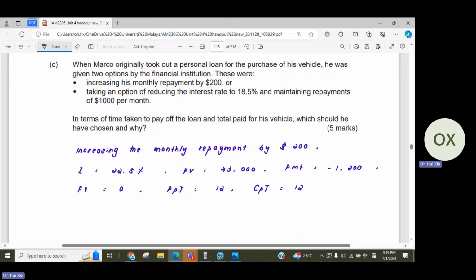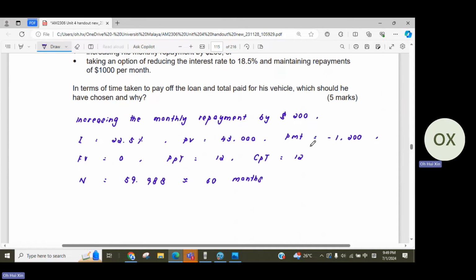Okay, so from that, in your calculator, you should be able to get n equals 59.988, which will be equal to 60 months. Same thing, do make sure that every time you answer a question about n, remember to write down the unit. And we need to find out the total pay as well, because we need to compare these two for both scenarios.